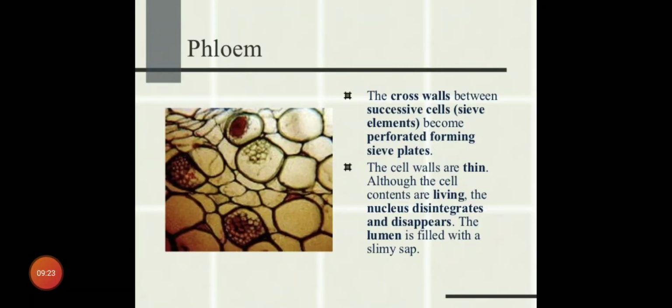This is another diagram of phloem. You can see there are cross walls between successive cells becoming perforated, forming sieve plates. You just have to keep in mind that there is demarcation, or well defined boundaries between the cells of the phloem, so that they can perform their function in a well defined manner.